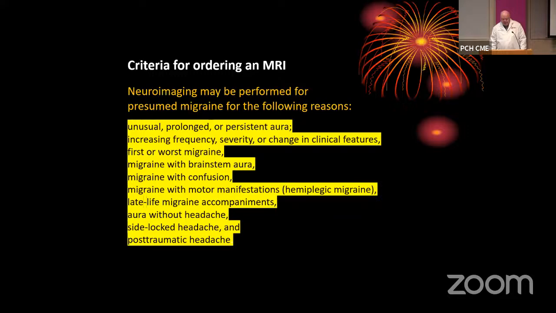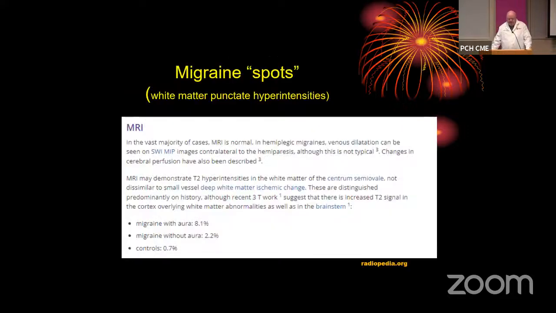Now, still, if the migraine is classic and there's no other neurological findings or alarm signals, imaging is not indicated. Now, patients do get MRIs, and one problem that turns up is migraine spots. We had a little problem with the slides, the size of them, and they've been changed a little bit, so I need to put on my glasses to actually read them. So MRI is normal in hemiplegic migraine.